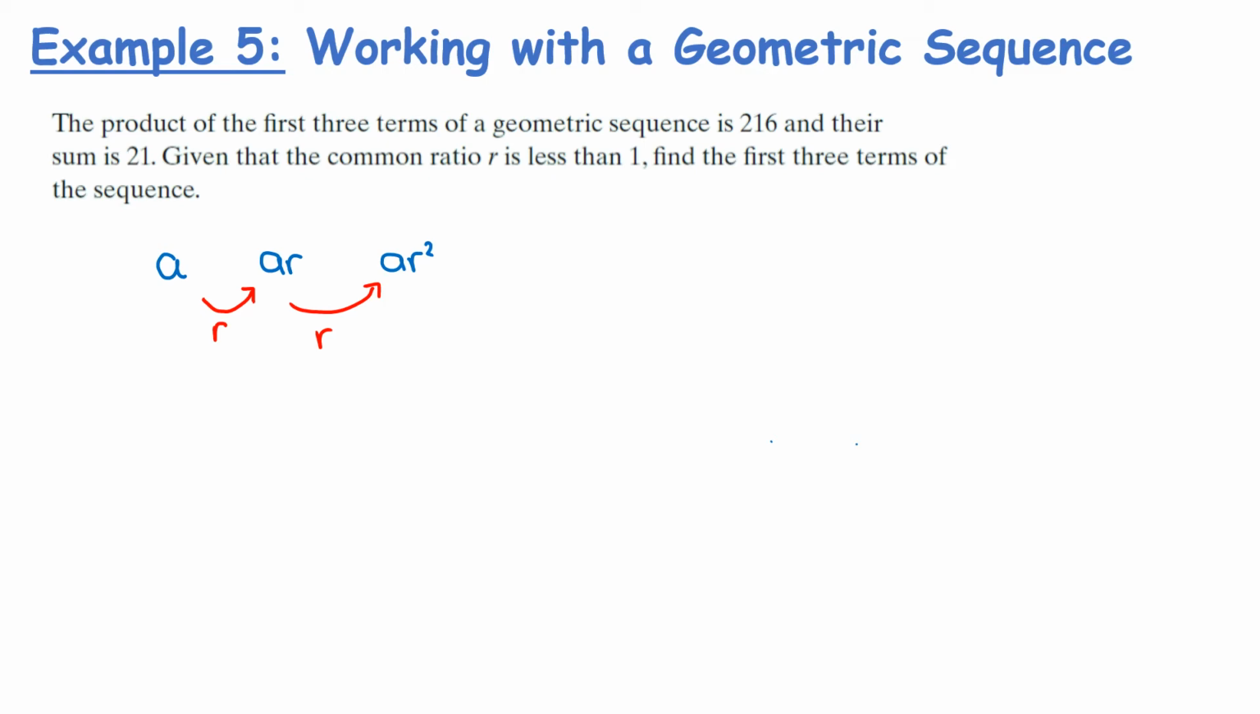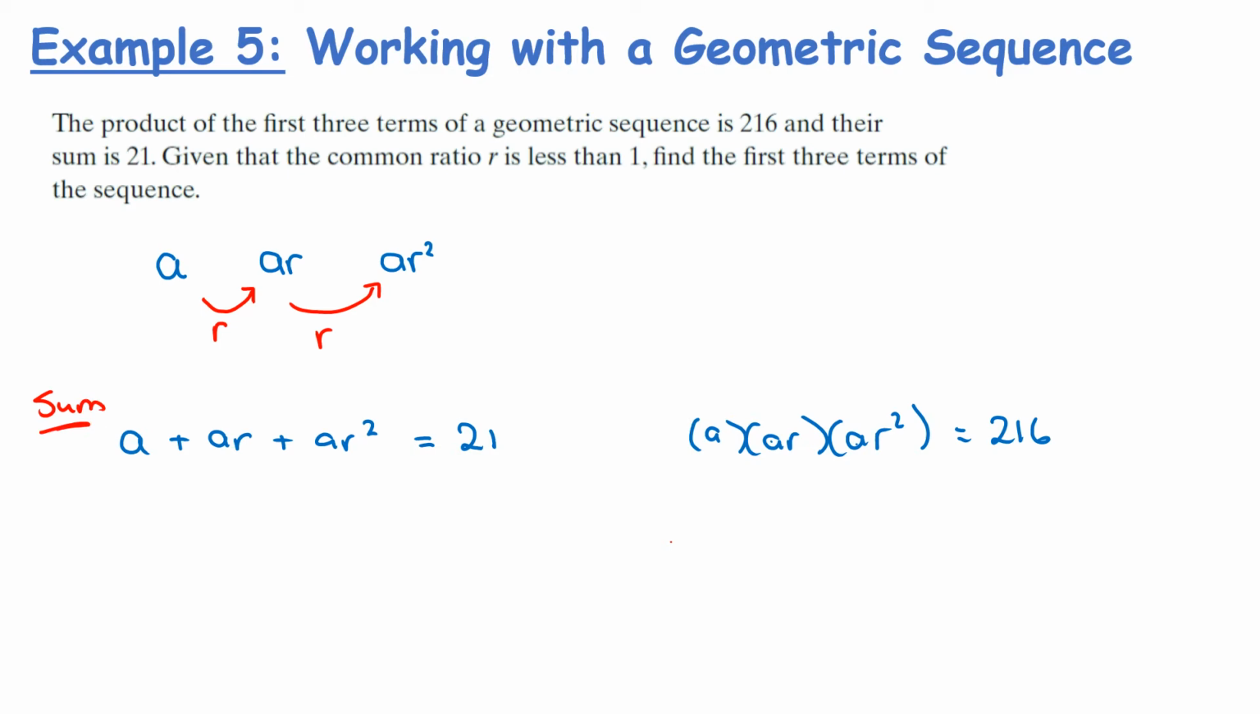So now what we know is if you add a plus ar plus ar squared, that you should get 21. And if you multiply a by ar by ar squared, you should get 216. Now, this is the sum piece, and this is the product. So the product piece is a little bit easier to work with at the moment.